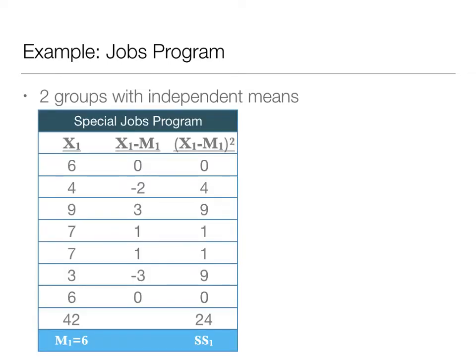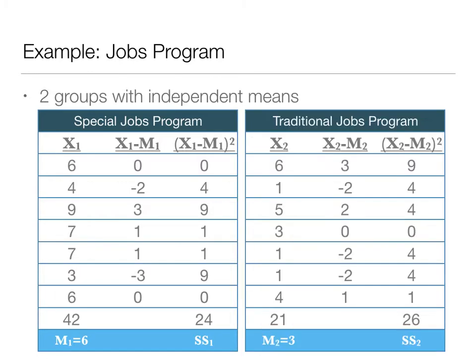So for group 1, we have a mean of 6. Again, this is my favorite way to calculate sums of squares, in this table format. There's a whole separate video just on how to do it, where X is the data value, X minus the mean is that value minus its mean, and then you're literally squaring that value and adding them together. So it is literally the sum of the squares, okay? So we get a sums of squares of 24 for the special jobs program. For the traditional jobs program, we get a sums of squares of 26, okay?